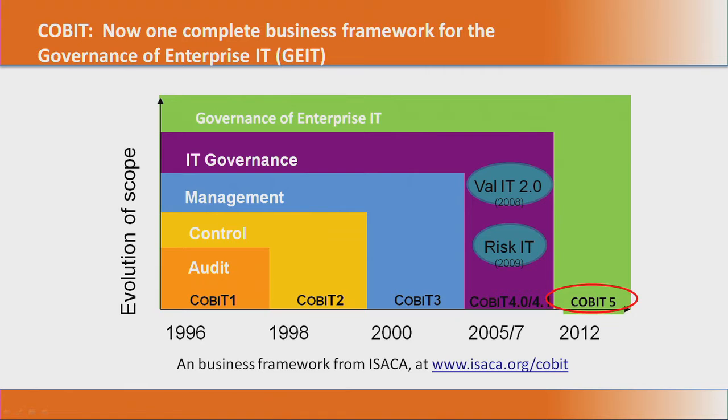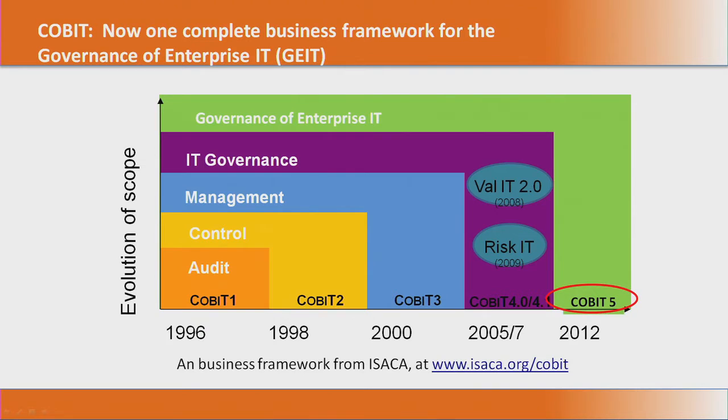And then finally, in 2012, COBIT 5 covered all of these, that is governance of enterprise IT. So, governance of enterprise IT included all of the 4 things, which is audit, control, management, governance, all put together you get governance of enterprise IT. You can read more about COBIT, what it does, what the standard tells you at isaca.org/COBIT.